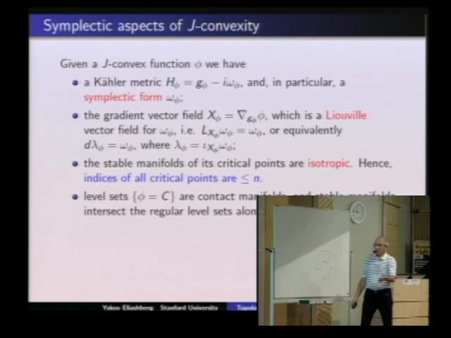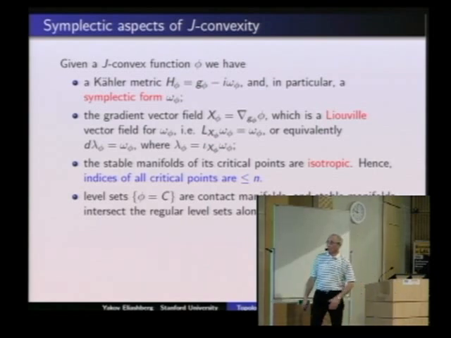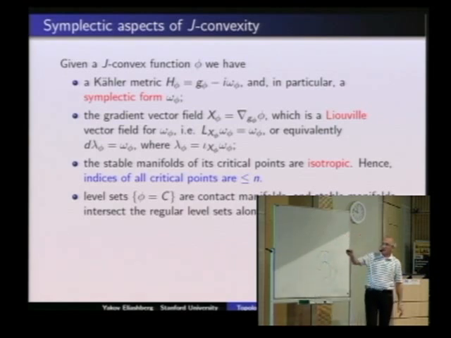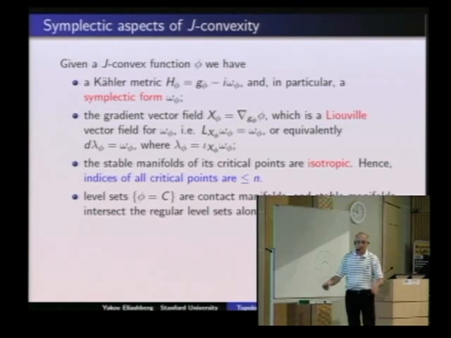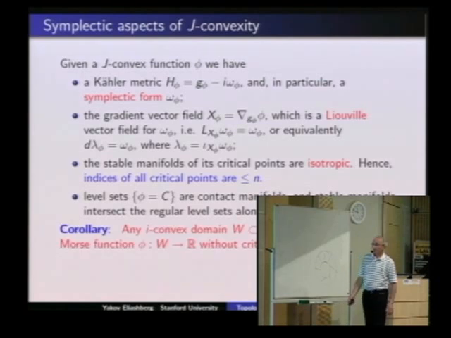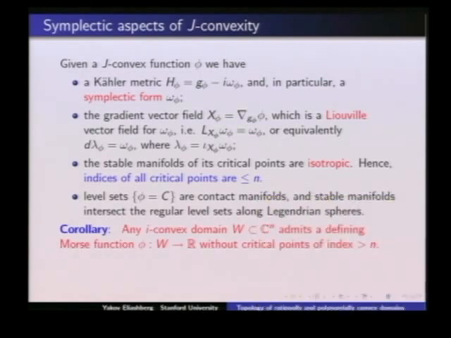So also on the level set, you have a canonical contact structure. This contact structure is given by the restriction of this Liouville form, or you can say it's just given by complex tangent subspaces inside level sets. So the corollary of this is that any J-convex or Stein domain admits a defining Morse function without critical points of index greater than n. In particular, it has the homotopy type of an n-dimensional skeleton.